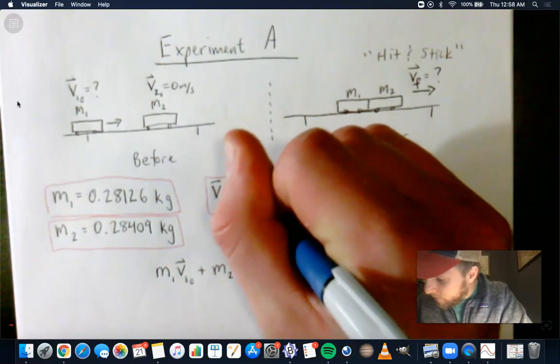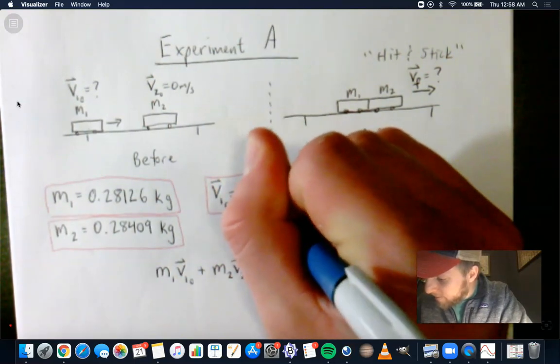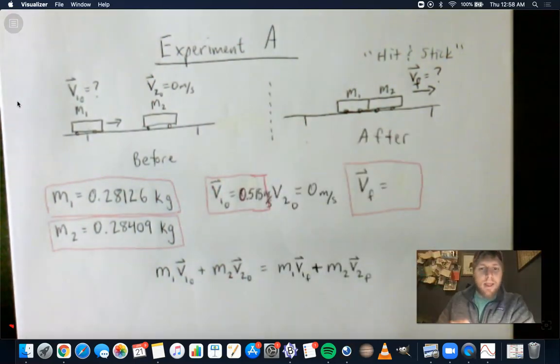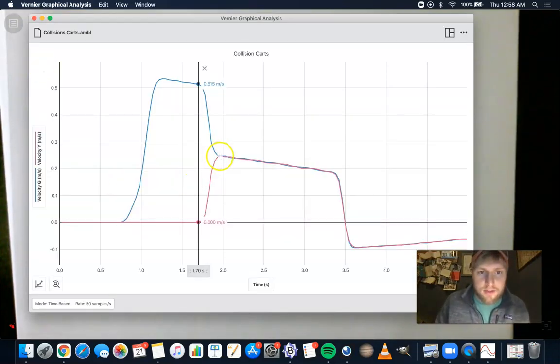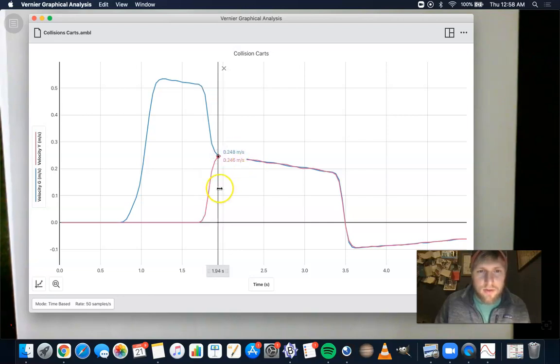0.515. I ran out of room there. Meters per second. That's fine. And then let's find their mutual shared velocity after the collision. I'm going to pick right here after it starts to level out. So let's go 2, 4, and we'll round to 0.25 meters per second.